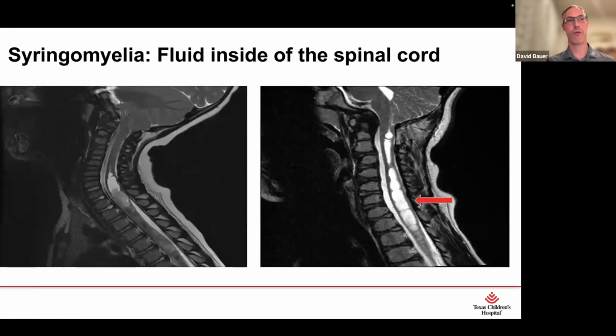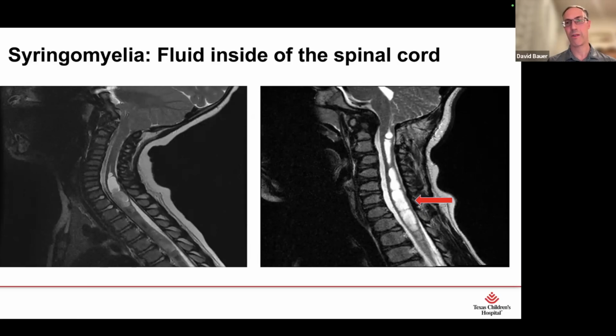So what about a syringomyelia or a syrinx? It's really just a name for fluid inside the spinal cord. You can see the arrow here showing the spinal cord, and the white substance inside the spinal cord is fluid, spinal fluid, and that shouldn't be there.